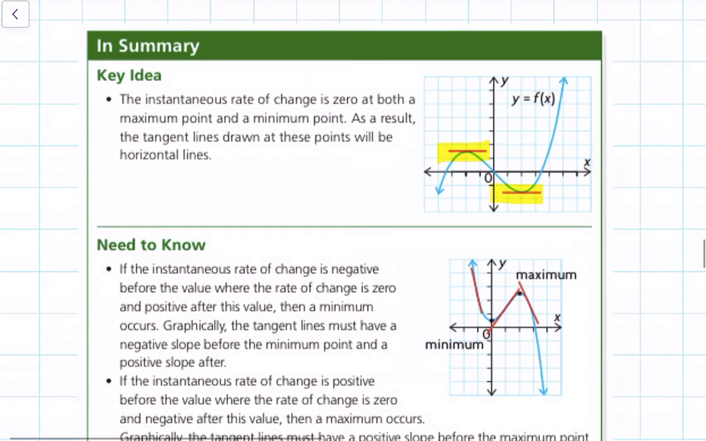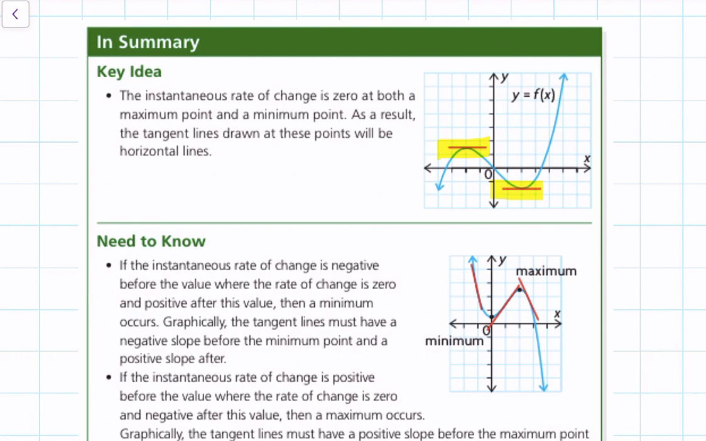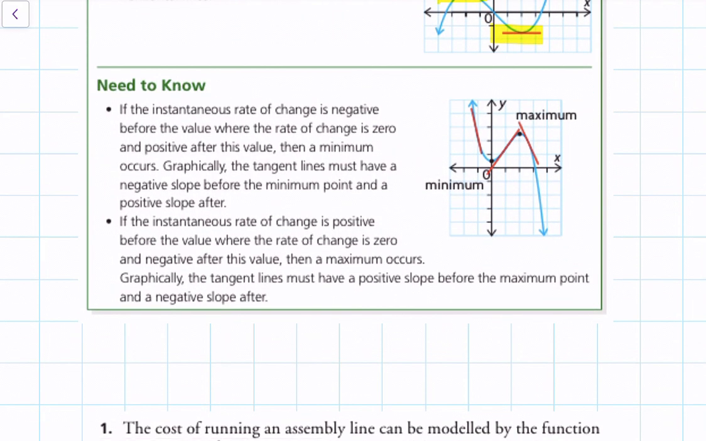So if any of you are familiar with derivatives, the same thing occurs: when a derivative is 0, we know that we're at a max or a minimum on the graph. And as a result, the tangent lines will always be horizontal. If the instantaneous rate of change is negative before the value where the rate of change is 0, and positive after, it means it's a minimum, which is what we see right here. And if it is positive, then negative, we know that it's a maximum.